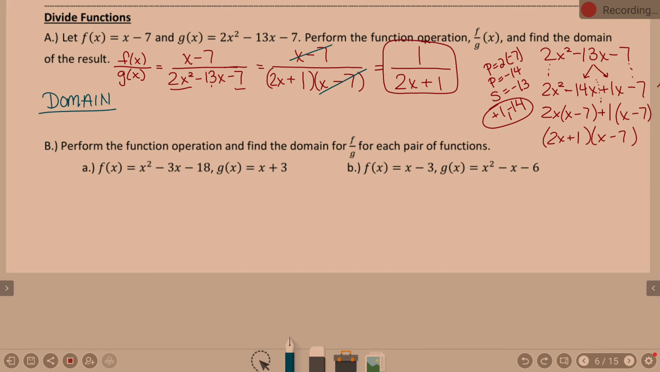All real numbers except what? What can x not equal? Do you remember doing this? We called them excluded values or restrictions on the variables. Oh no. Set each part equal to 0. So 2x plus 1 equals 0 and x minus 7 equals 0. We cannot have 0 in the denominator here.